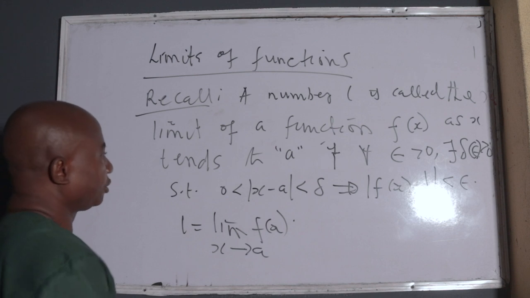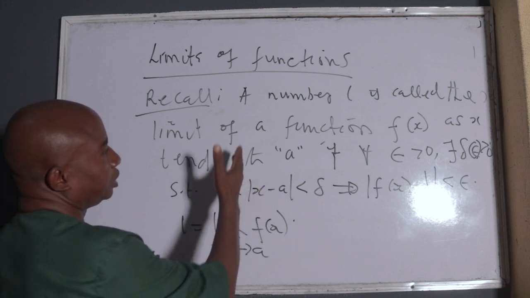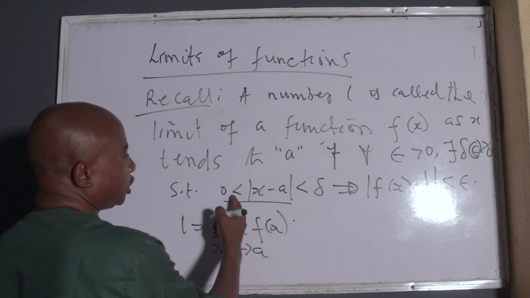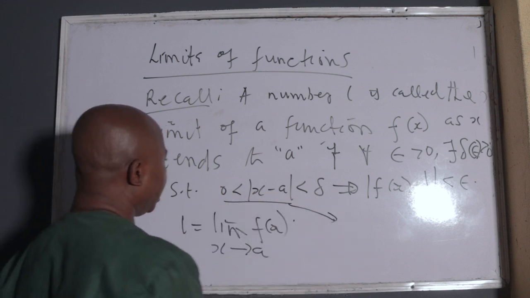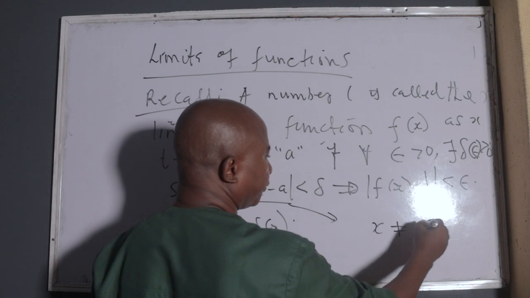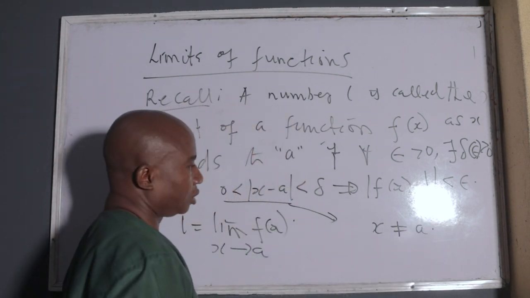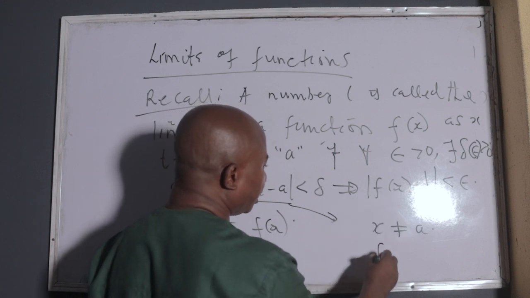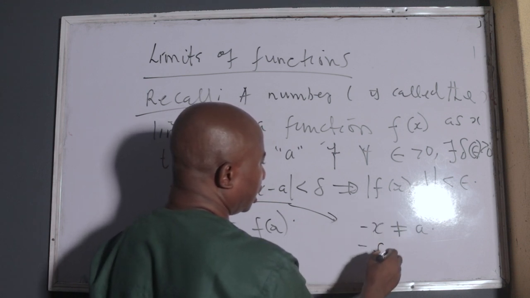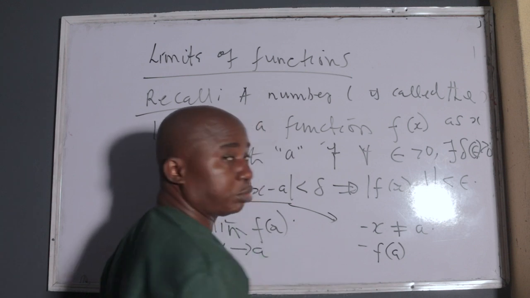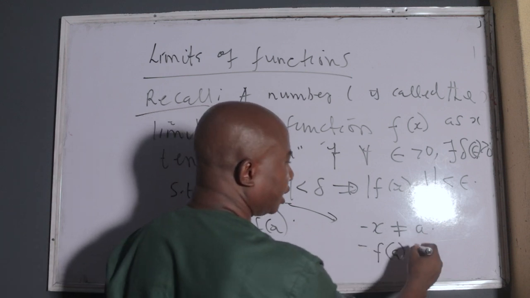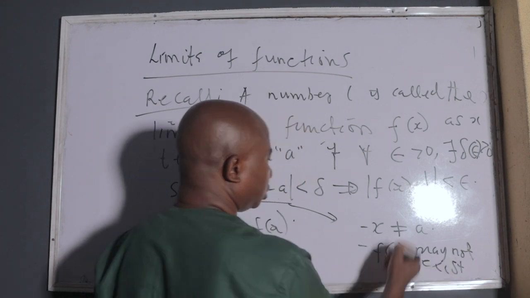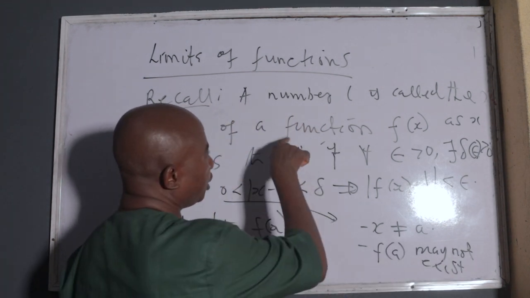Okay. I need to emphasize something here. Actually, a few things. One is this. The fact that I put 0 less than this simply says that x is different from a. That means, if x is not a, it means that the function f may not even be defined at the point a. So f of a may not exist. So these are two facts we will take from here.